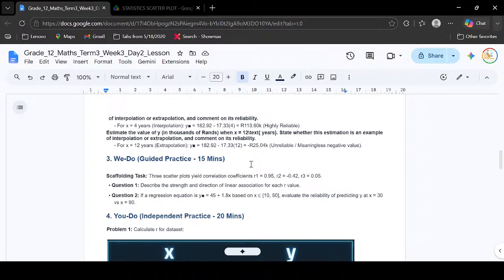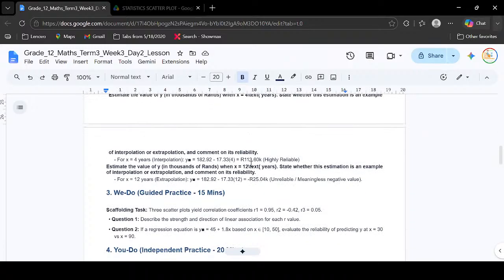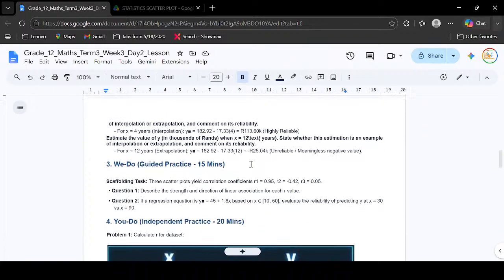We gave them different R's and said they must comment. Remember, we spoke about R to say that the negative doesn't mean that it's weak. It just gives us the direction. Positive is on the positive side, negative is on the negative side. So let's start there.